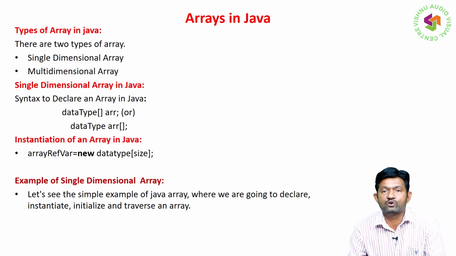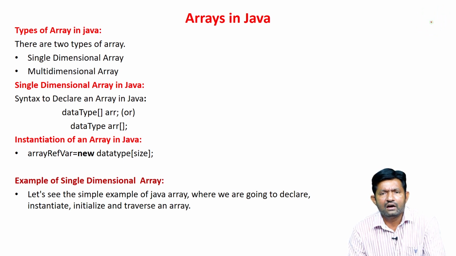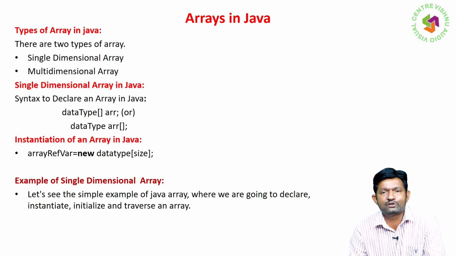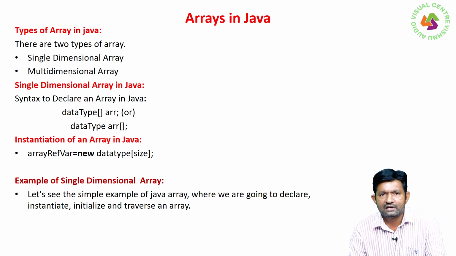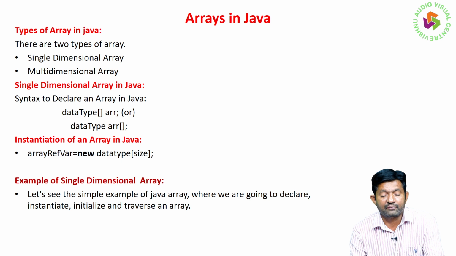Types of arrays in Java. There are two types of arrays available in Java: one-dimensional arrays and multi-dimensional arrays, or two-dimensional arrays. Array in Java is contiguous memory allocation of similar data types, and the types of arrays are single-dimensional array and multi-dimensional array.